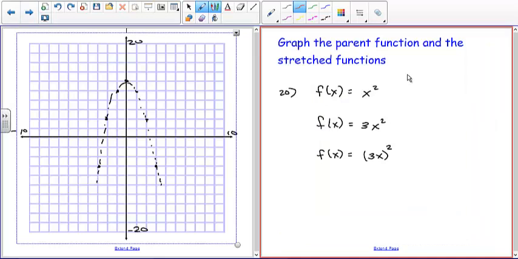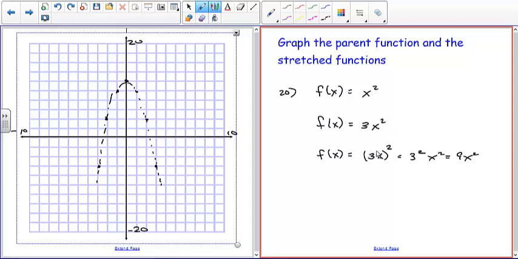Okay, now here we have the stretching question. So we have our parent function, which is f of x equals x squared. Then we have 3x squared. What this does is it increases the y value by 3 compared to normal. Here what it does is the same. It increases this argument by 3, and then you square it. So if I did the algebra, this really is 3 squared times x squared, which is 9x squared. So this one does it even more.